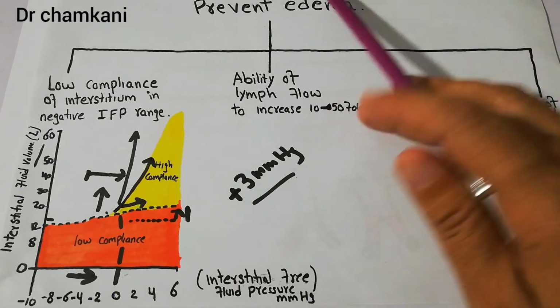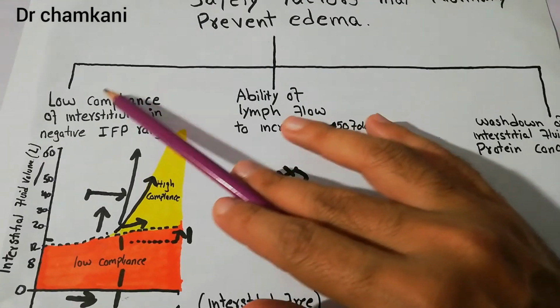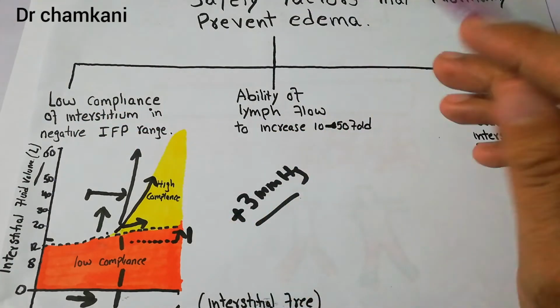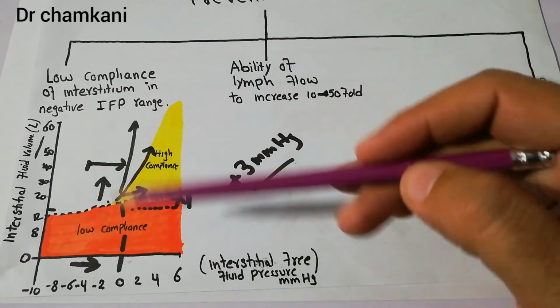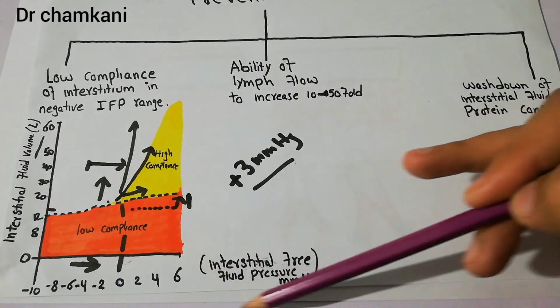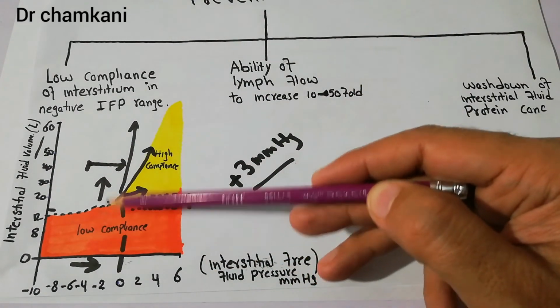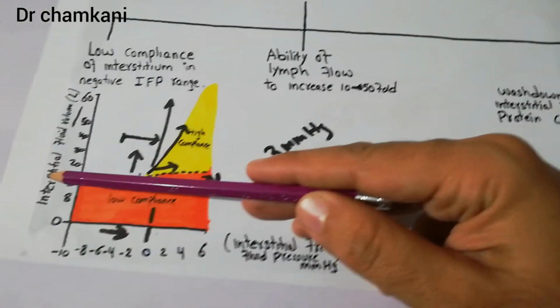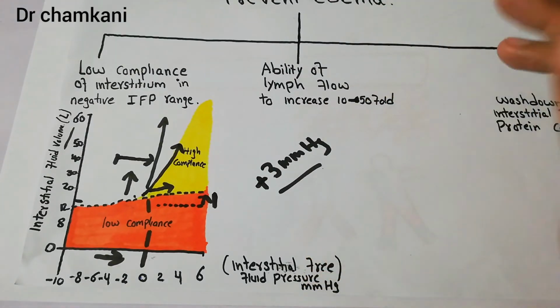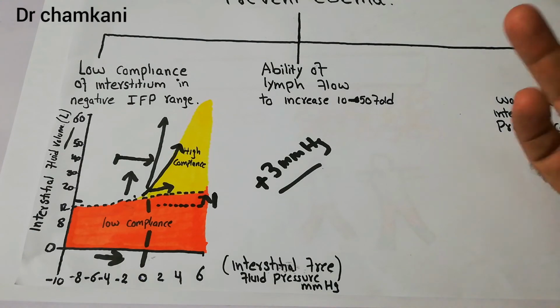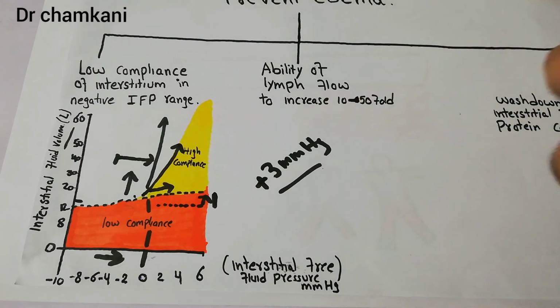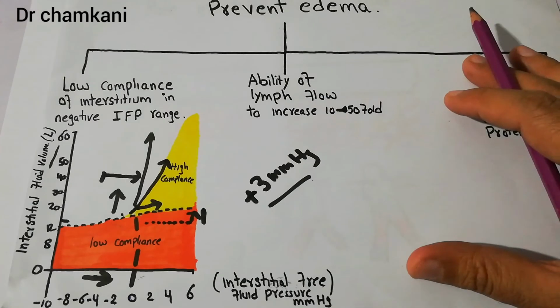So we have discussed in detail the first safety factor, which is the low compliance of the interstitium in the negative interstitial fluid pressure range. When the interstitial fluid pressure is in the negative zone, the compliance of the interstitium is very low, and in the low compliance range it will not allow a lot of fluid to be collected in the interstitium. But the proteoglycans also play their role by making the interstitial gel and by preventing the rapid flow of fluid in normal circumstances.